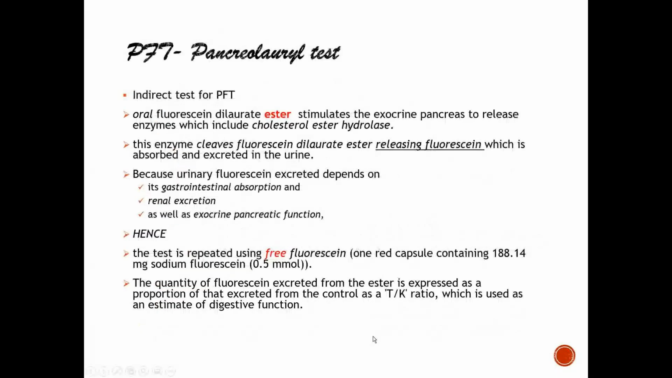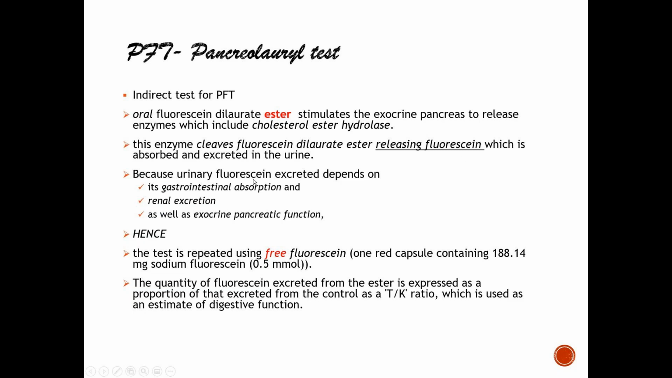Pancreolauryl test, I think you can go and read it up. There are basically two parts to it. There's a control, which is giving free fluorescein capsules, and there is an administration of oral fluorescein dilaurate ester, which is broken down by a pancreatic enzyme. I'm just telling you the principle. That enzyme is cholesterol ester hydrolase, which breaks this fluorescein ester compound, cleaves it, and releases fluorescein. So here the fluorescein is being released inside the body by an enzyme from the pancreas. So in essence, that is telling you about the function of the pancreas, right? And this fluorescein will then be excreted in the urine.